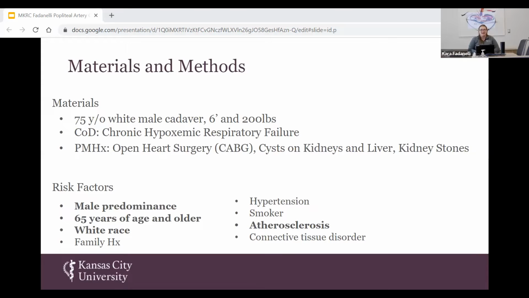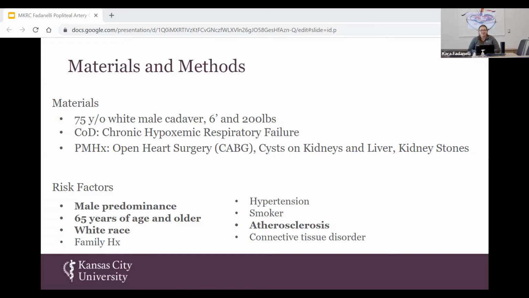For this project, I used a 75-year-old white male cadaver who measured 6 feet and 200 pounds. His cause of death was listed as chronic hypoxemic respiratory failure, and the past medical history included open heart surgery, cysts on his kidney and liver, and kidney stones. And this was our only information provided by the Gift Body program.